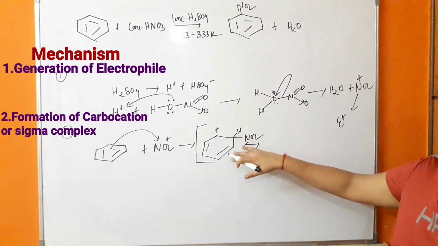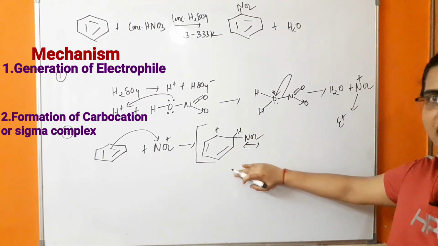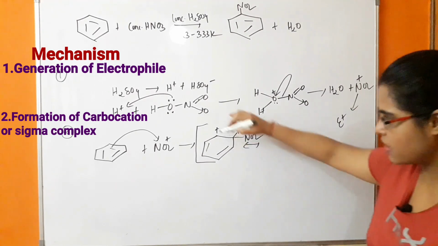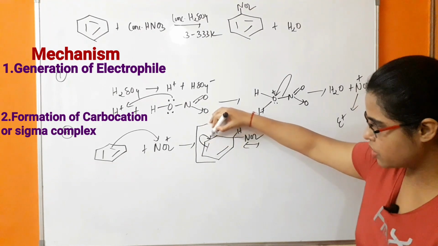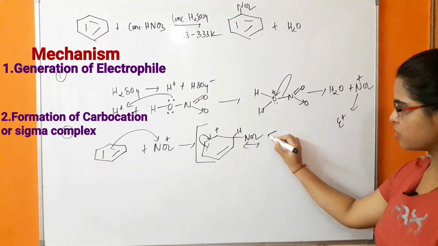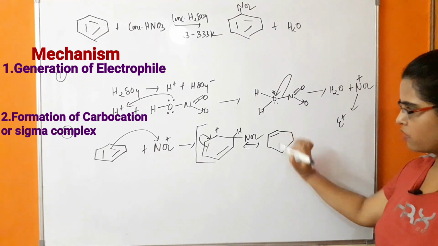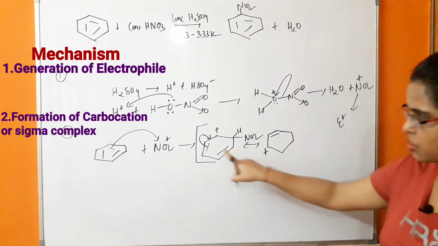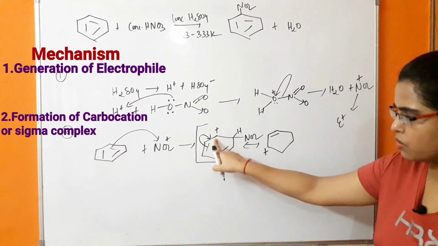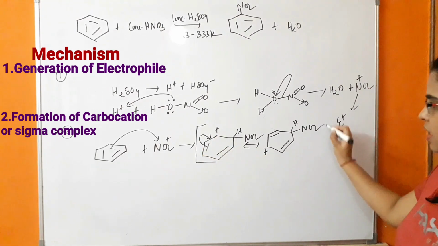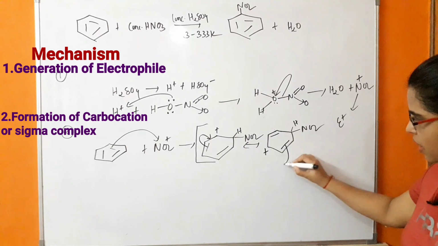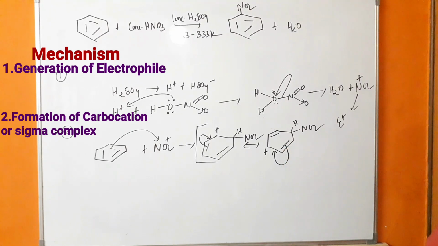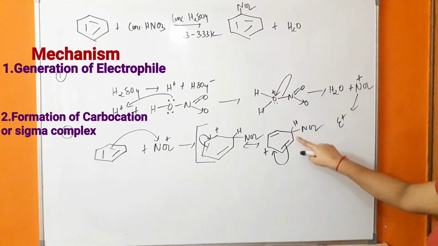So there is partial resonance stabilization. It means partial delocalization is taking place. This pi bond will be shifted towards this position. Because of that, the pi bond will be coming on this position and positive charge will be coming on this position, because this pi bond is shifting to this position, and NO2. Further, this pi bond will be shifted towards this position. Because of that, positive charge is coming on this carbon of the benzene.